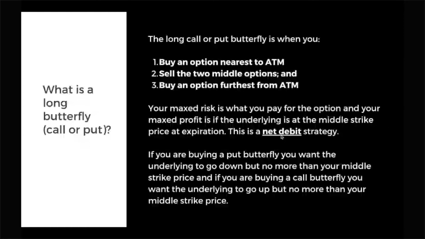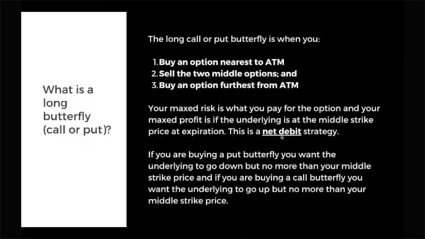This is a net debit strategy. This is money coming out of your account. If you are buying a put butterfly, you want the underlying to go down, but no more than your middle strike price. And if you are buying a call butterfly, you want the underlying to go up, but no more than your middle strike price. All right, so let's break that down a little bit here.